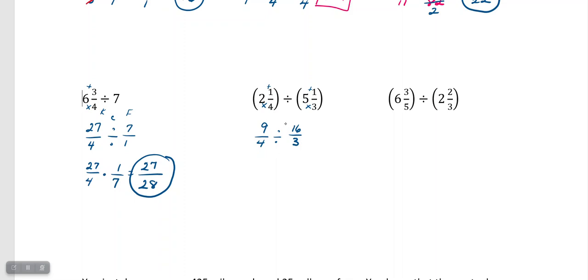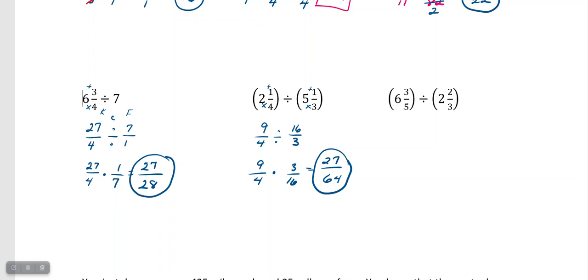I can't cancel when it's in division. So I have to do the keep, flip, and change. So I keep the 9/4, I flip the 16 over 3, and I make it multiplication. So nothing cancels. So I'm doing 9 times 3, and I get 27. 4 times 16 is 64. Again, I have a proper fraction.